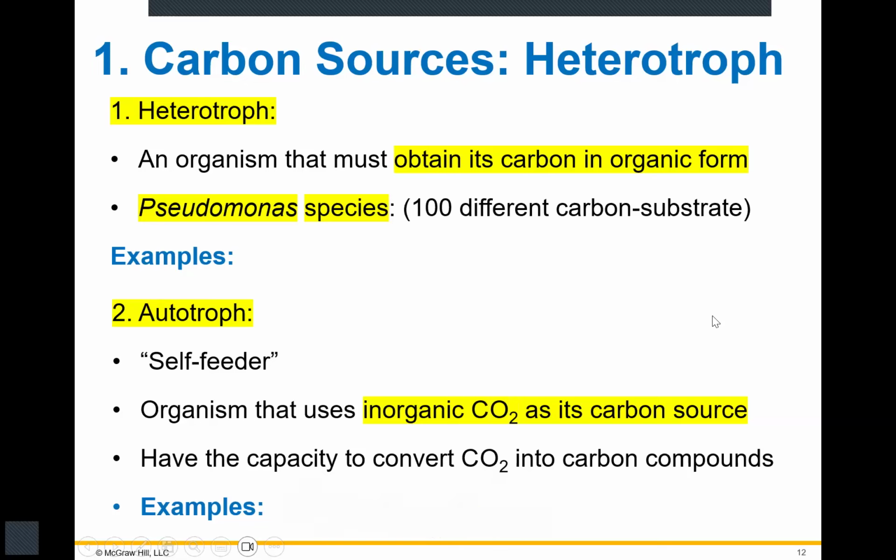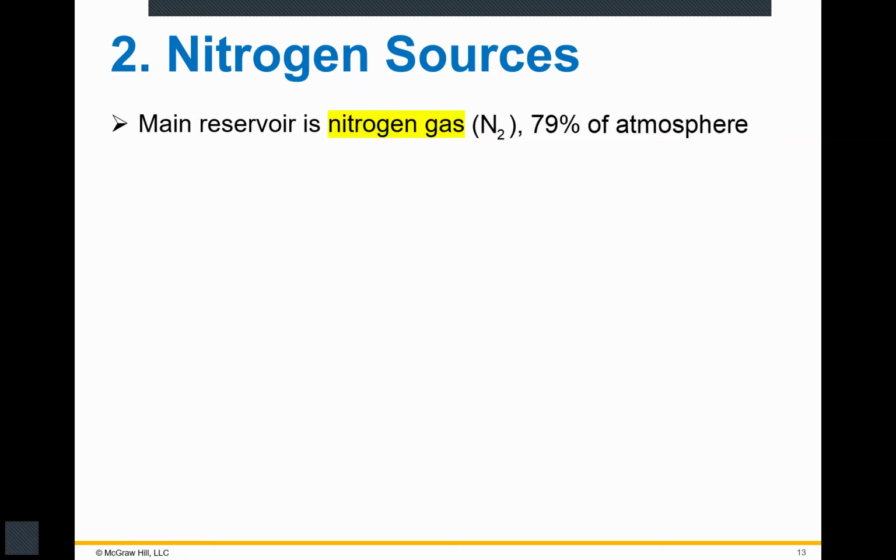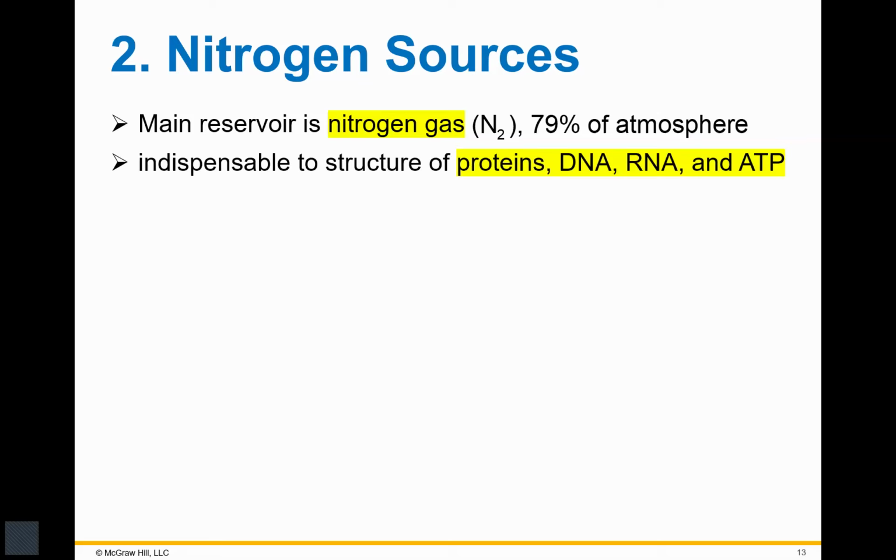Now, the second element we'll be looking at is nitrogen. Now, the majority of the nitrogen reservoir exists as nitrogen gas. That is about 79% of the atmosphere. Nitrogen is an indispensable part of major macromolecules in the cells of microbes, such as proteins, nucleic acids such as DNA and RNA, and even ATP.